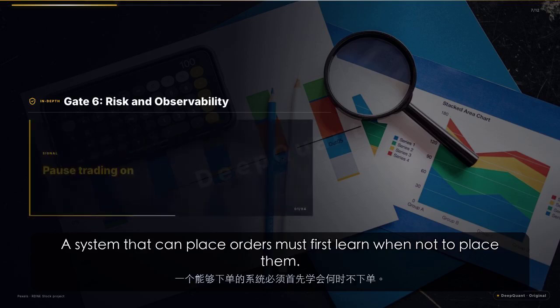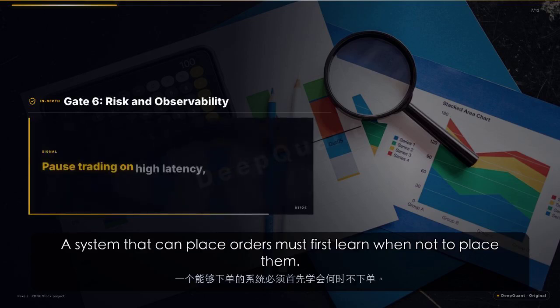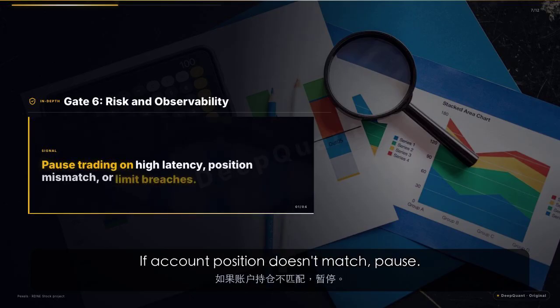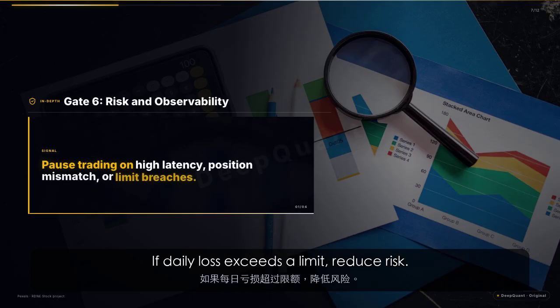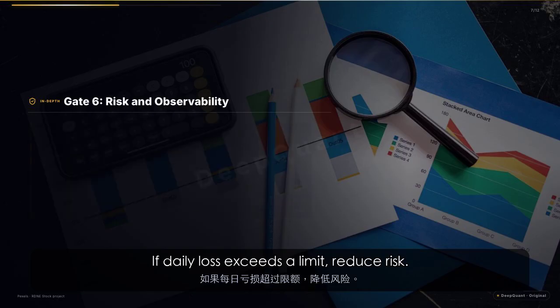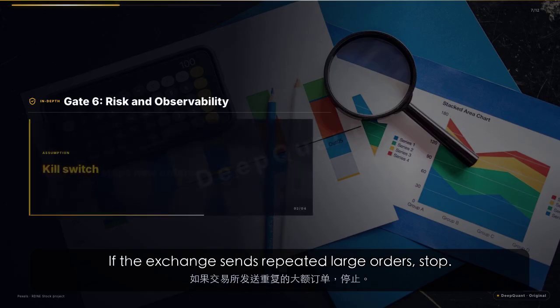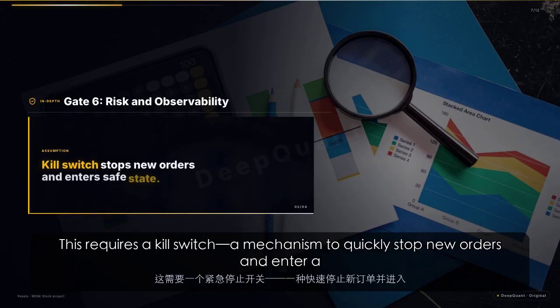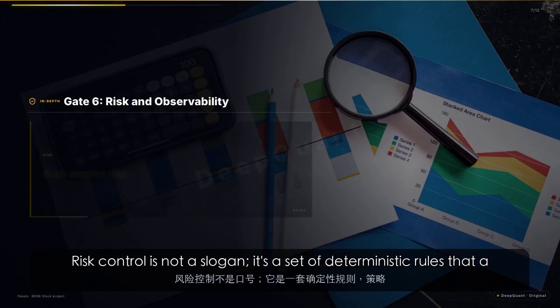A system that can place orders must first learn when not to place them. If market data latency exceeds a threshold, pause. If account position doesn't match, pause. If daily loss exceeds a limit, reduce risk. If the exchange sends repeated large orders, stop. If the model output is too concentrated, trigger an alert. This requires a kill switch, a mechanism to quickly stop new orders and enter a safe state.